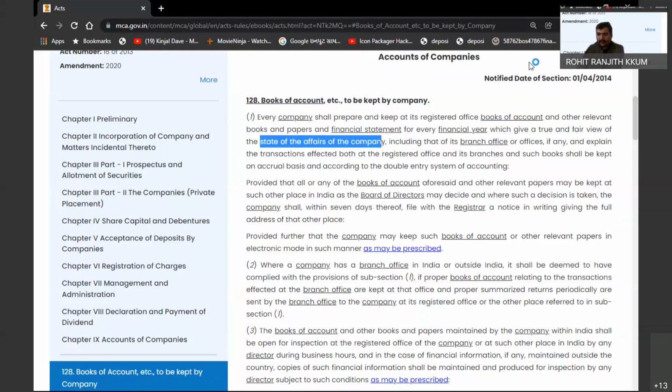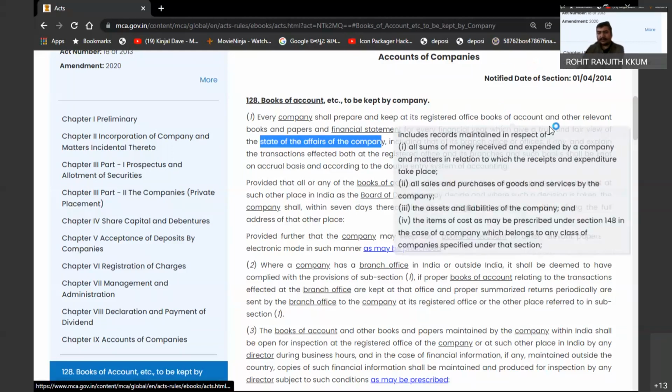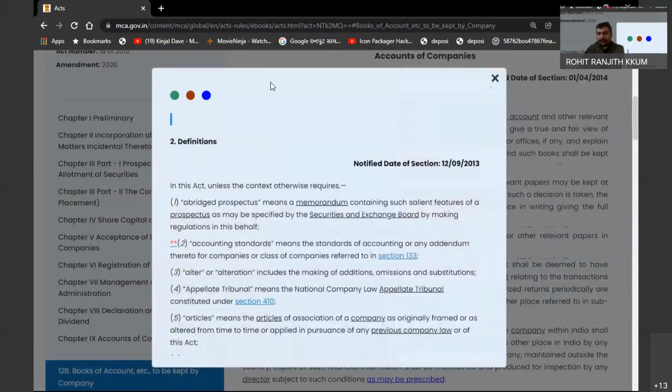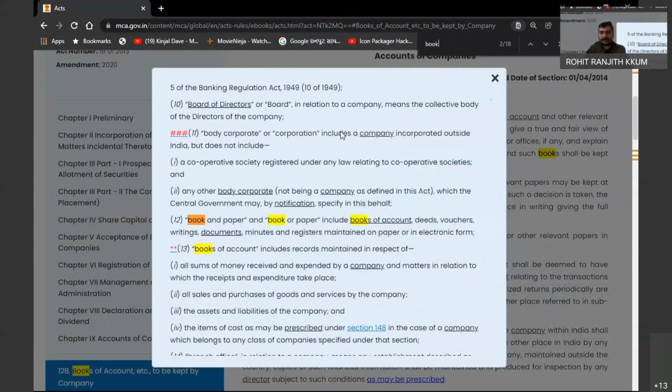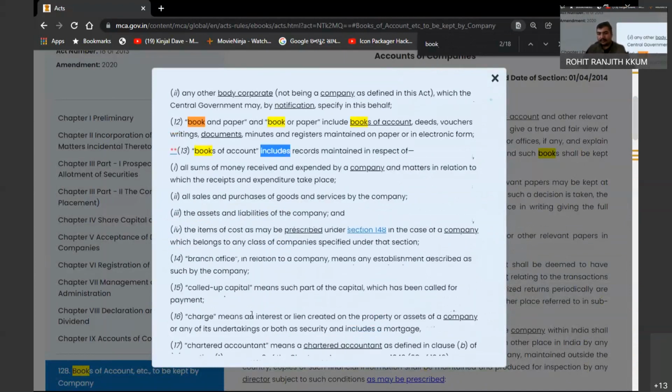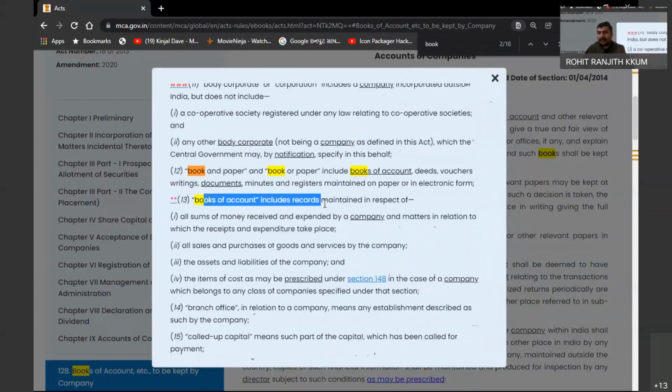Other words are defined. For example, books of accounts. If you click on this, what is actually books of accounts? These all records are considered as books of accounts. Section 2, subsection 13 provides books of accounts. What it says: books of account includes the records maintained in respect of all sums of money received and expended. So it is just like the money received and paid, receipt and payment by the company, and matters in relation to which the receipts and expenditure take place.